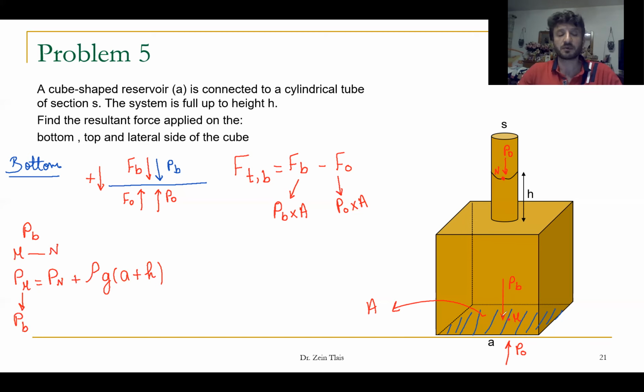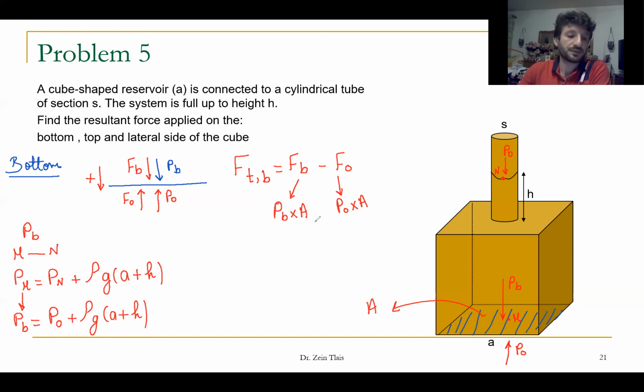So PM, I mean PB at the bottom, equals PN, which is P0, plus rho g (a plus h). This is the value of PB.